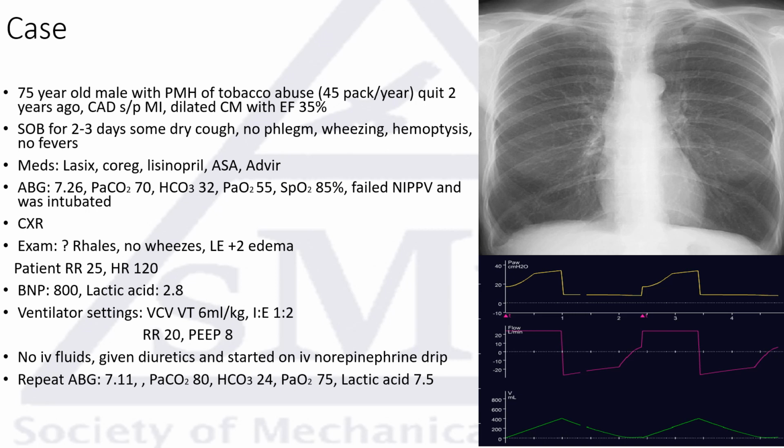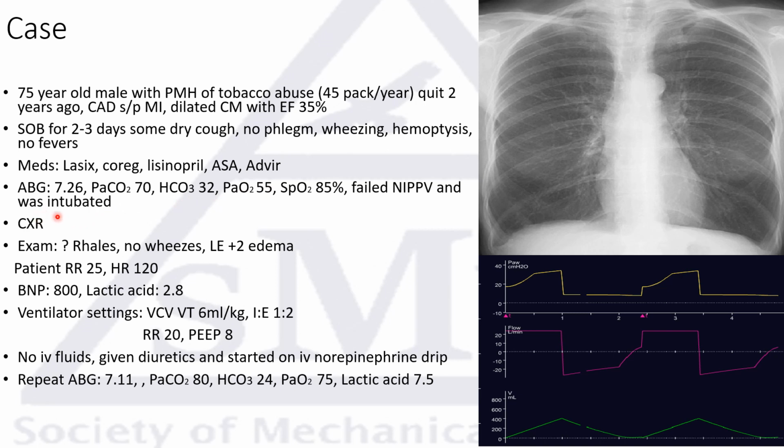We'll talk quickly about the case. All of you have probably seen it so many times. A 75-year-old male, history of smoking, 45 pack-years, quit 2 years ago. He has history of coronary artery disease, MI, dilated cardiomyopathy, low EF, 35%. He came with shortness of breath for 2-3 days with some dry cough, but really no phlegm, no wheezes, no hemoptysis, no fevers. His home medications: diuretics, beta blockers, ACE inhibitors, aspirin, and long-acting beta agonist and LAMA.